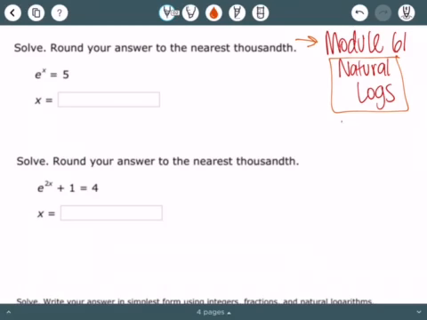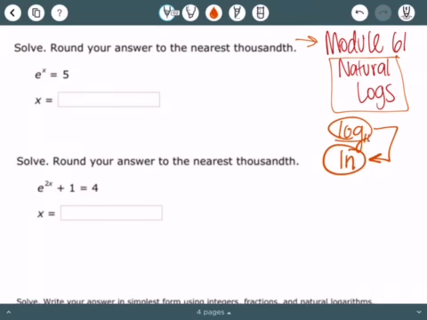So we're working on module 61, which is going to be our natural logs. We've been dealing with regular logs, right? And there's actually a second kind of log called a natural log. You see that as ln, and the calculator button is immediately underneath. So you see the button for log, and then right underneath you see the button for natural log.